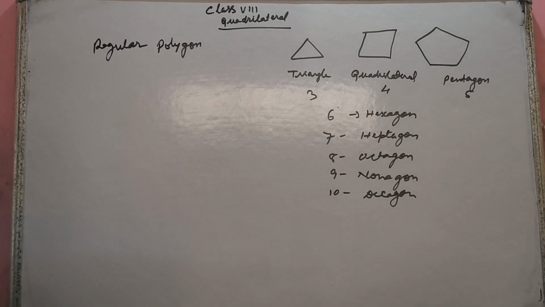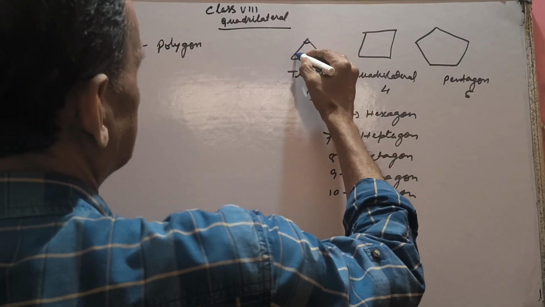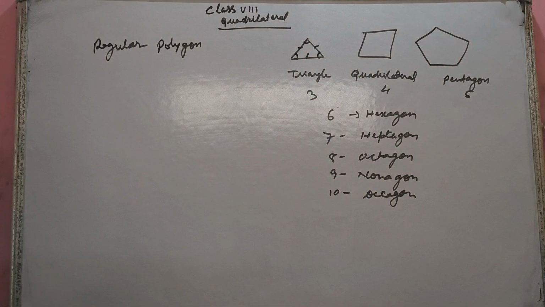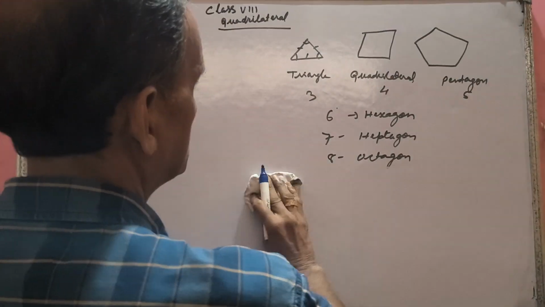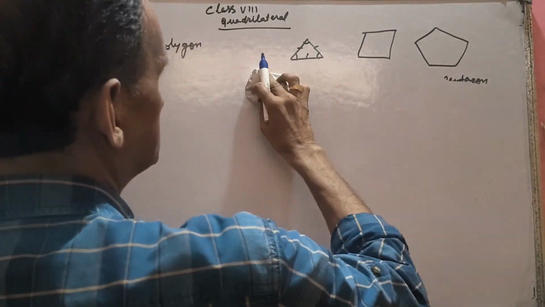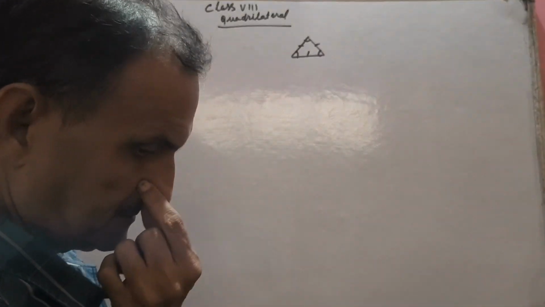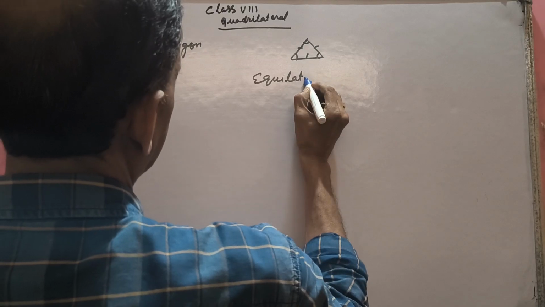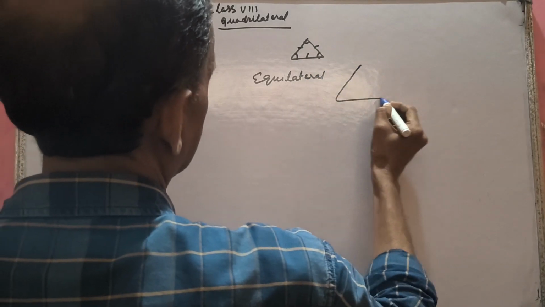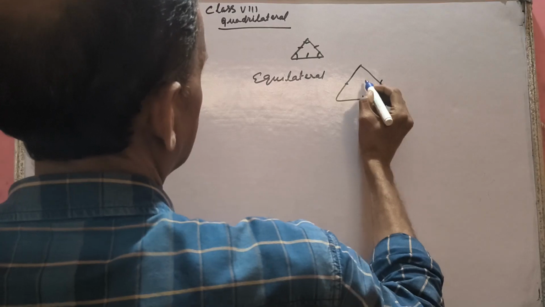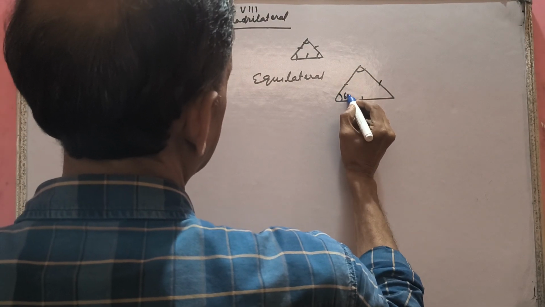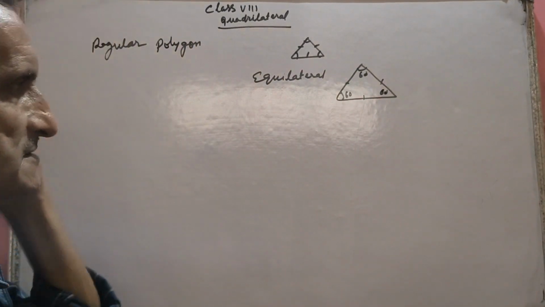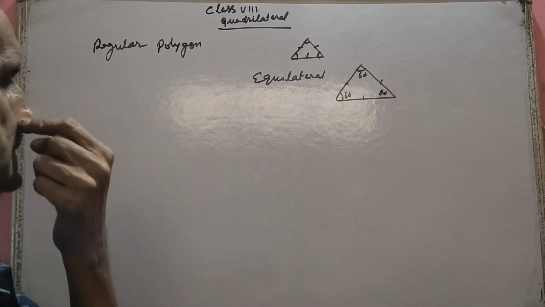Regular polygon. If all the angles and all the sides of a polygon are equal, then the polygon is called a regular polygon. In the case of an equilateral triangle, you know all the sides are equal, and each angle is 60 degrees, 60 degrees, 60 degrees. The least number of sides of a regular polygon is the equilateral triangle.